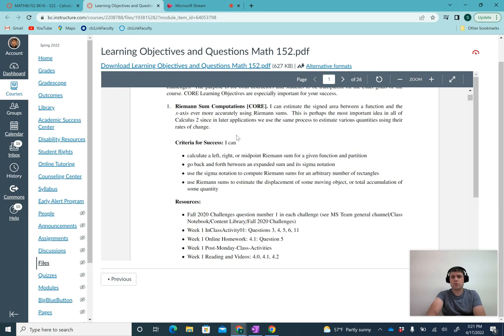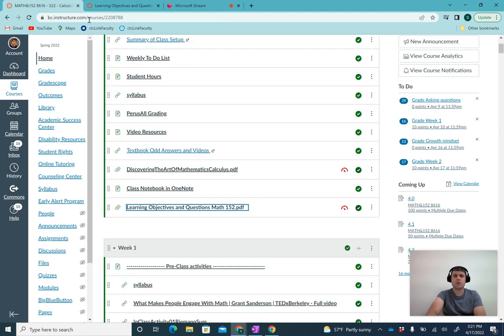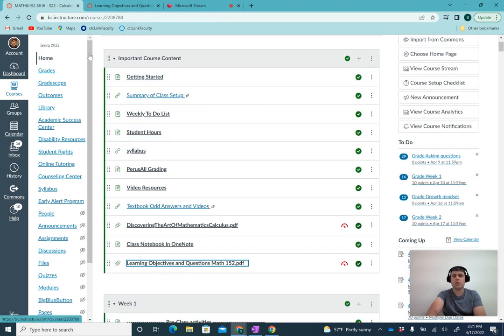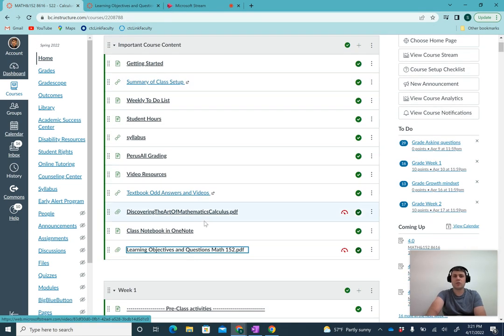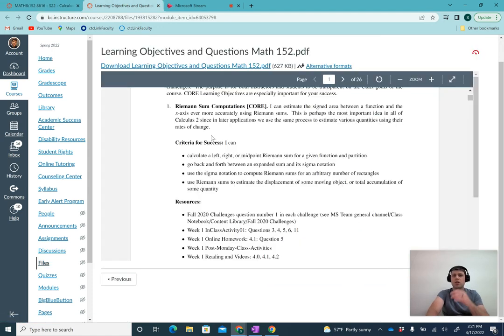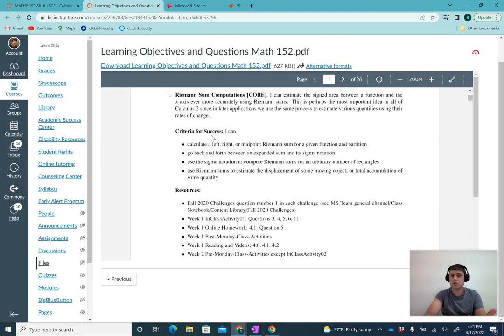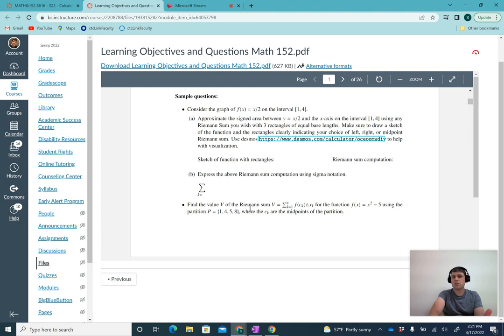Now, before we actually do a problem, I want to make sure everybody knows where the learning objectives and questions are located. If you go to home, under important course content, learning objectives and questions, here's that PDF. It has all 16 learning objectives of the course. For the first challenge, you need 1 through 5. So working on the sample questions is crucial to your success in the class here.